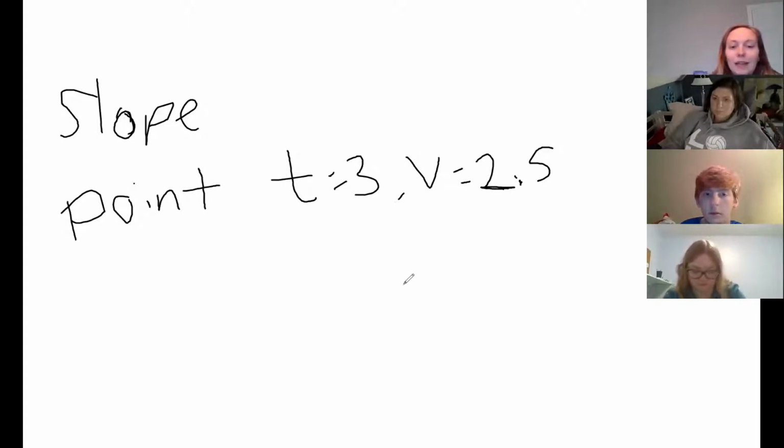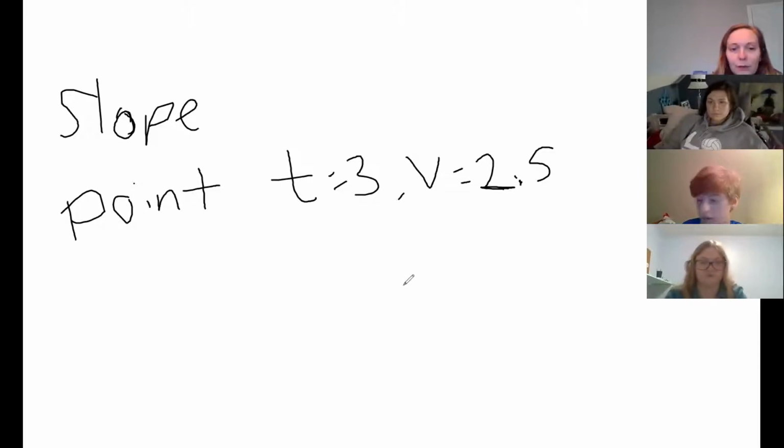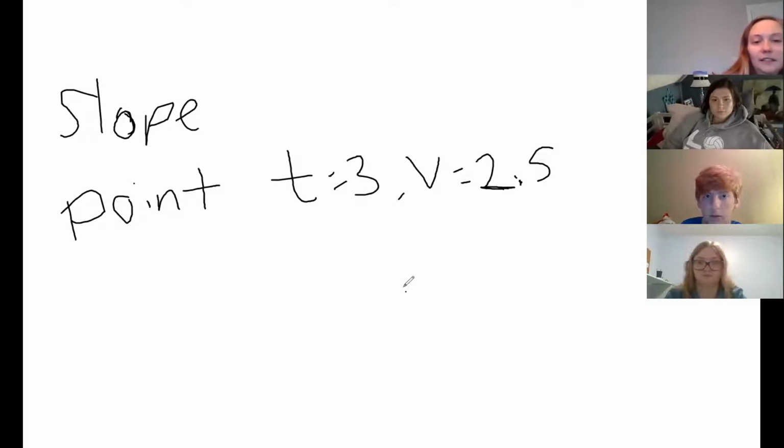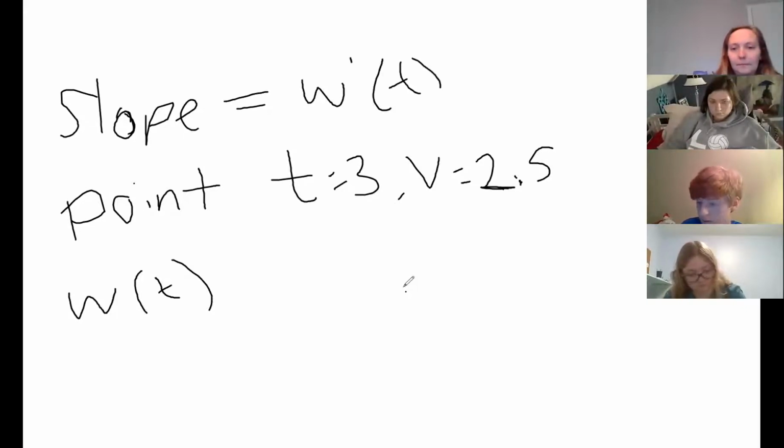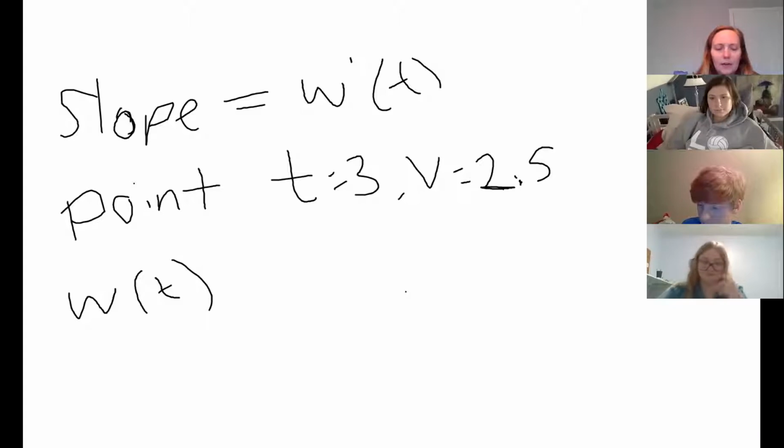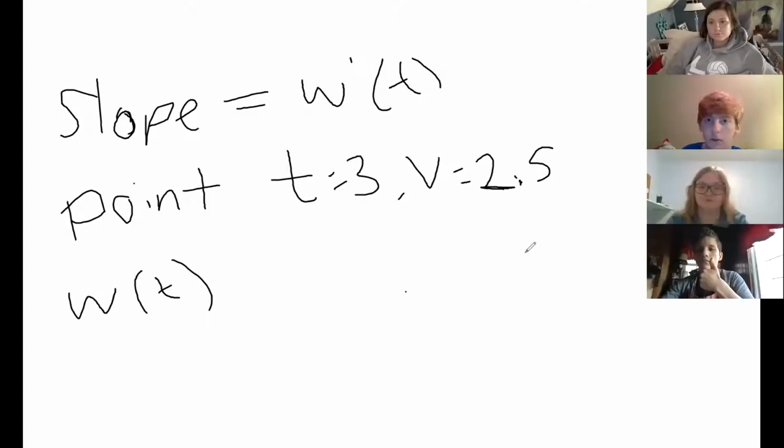And so I'm approximating W. So what I need is W of t. We need to figure out what that is because the slope is W prime of t. Does that make sense? Okay. Do I need a pause or am I good to keep going? Okay.